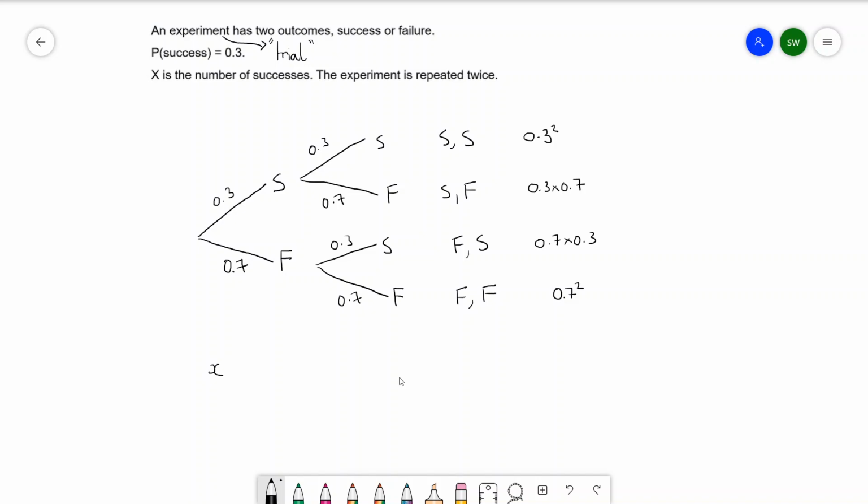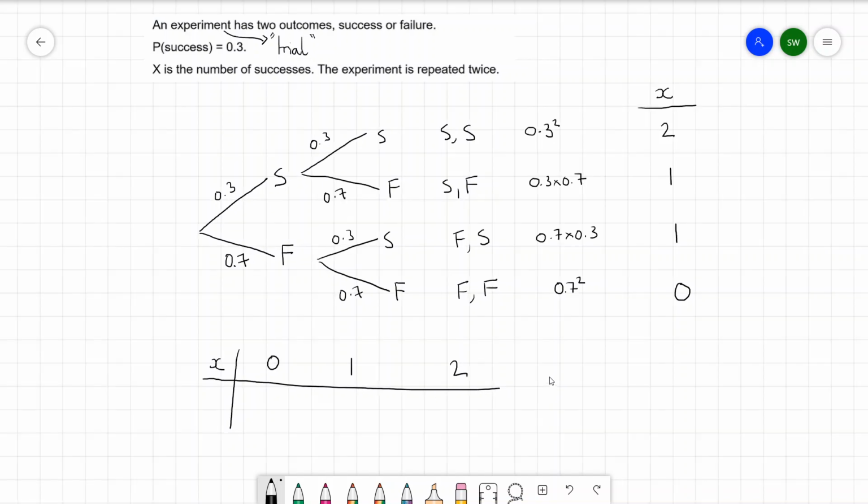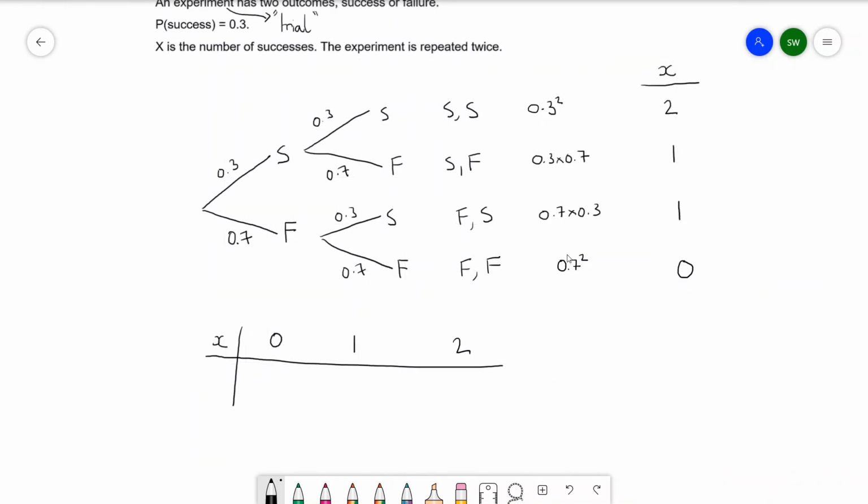So underneath, let's write a probability distribution table. So remember, x is the number of successes that we have. So let's write down how many successes we have in each of these outcomes. So in this outcome, we had 2 successes. Here we had 1 success, here we had 1 success, and here we failed both times, so we had 0 successes. So our possible different values of x, our sample space, x could have 0 successes, 1 success, or 2 successes.